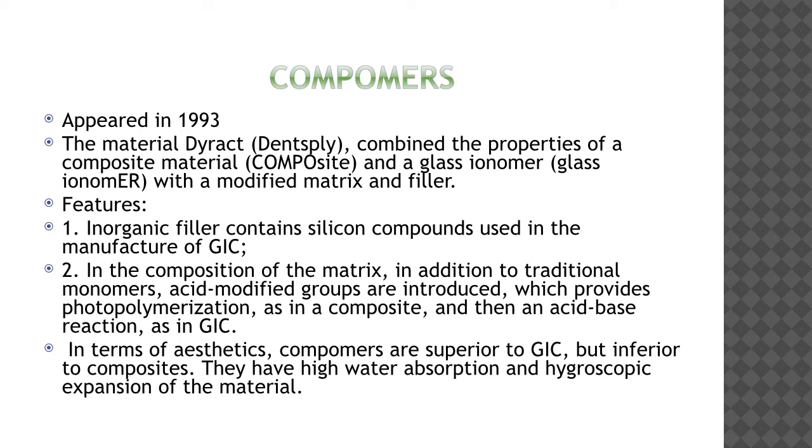Compomers. They appeared in 1993. The material Dyract by Dentsply combines properties of a composite material and a glass ionomer with a modified matrix and filler. Features are: first, the inorganic filler contains silicon compounds used in the manufacture of glass ionomer cement. Second, in the composition of the matrix, in addition to traditional monomers, acid-modified groups are introduced, which provides photopolymerization, as in a composite, then an acid-base reaction as in glass ionomer cement.